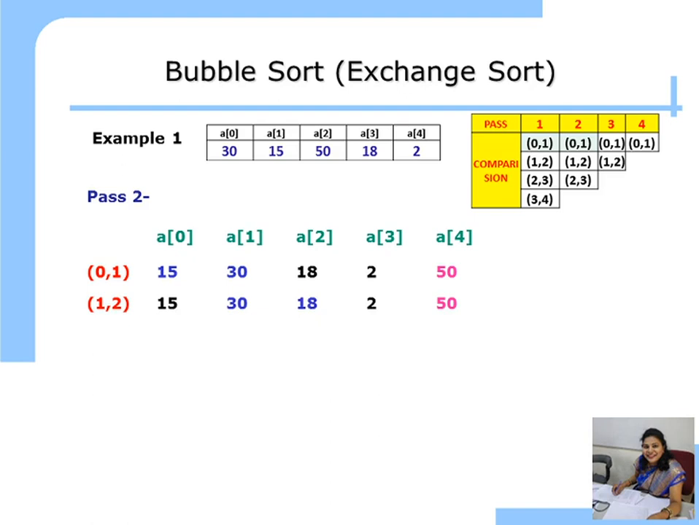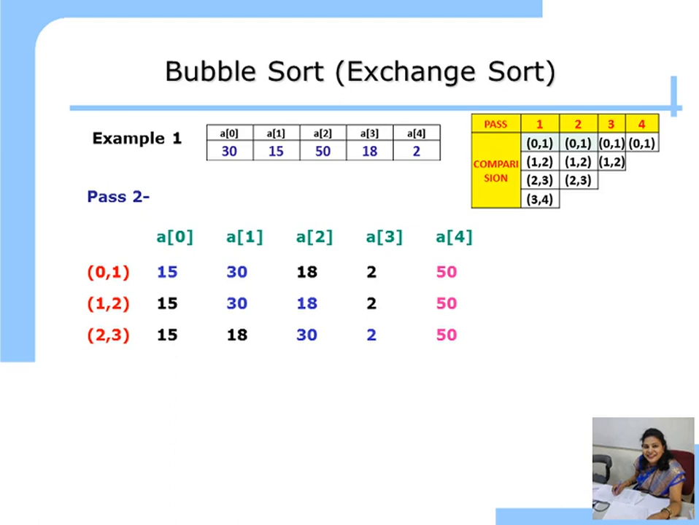Next comparison is between 1 and 2. What is present at the first location? It is 30. What is present at the second location? It is 18. Is the first greater than the second? Is 30 greater than 18? Yes. If it is, we will perform the swapping. So what will be the output? 15, 18. 18 will come at the first position and then 30 comes at the second position. So 15, 18, 30, 2 and 50.